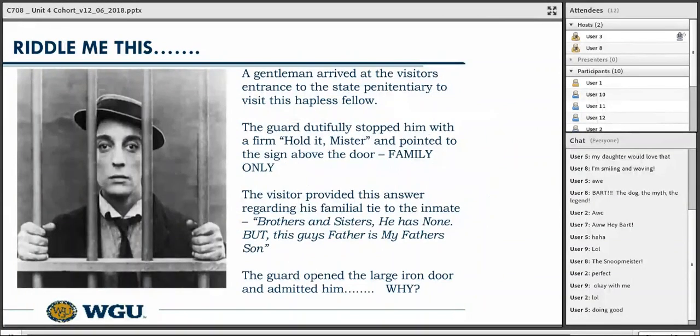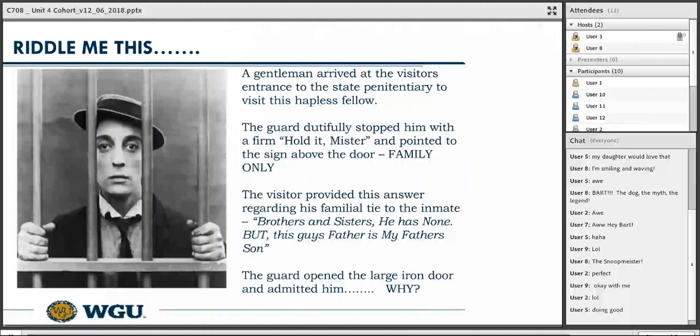All right, so we've come to the end of the first section, and I'm going to ask everybody to put on their thinking caps. I like to use riddles. So we've got a gentleman who arrived at the visitor's entrance to the state pen to visit this hapless fellow. And the guard stopped him and said, hold it, mister, family only. And the visitor provided this answer as justification. And he said, brothers and sisters, he has none. But this guy's father is my father's son.